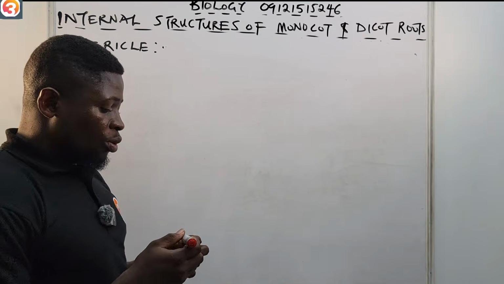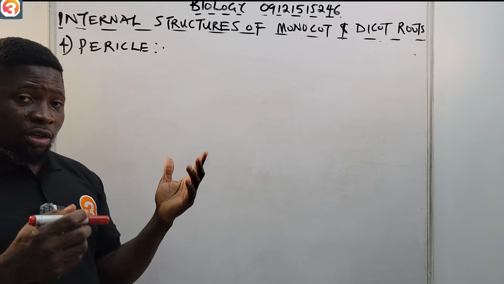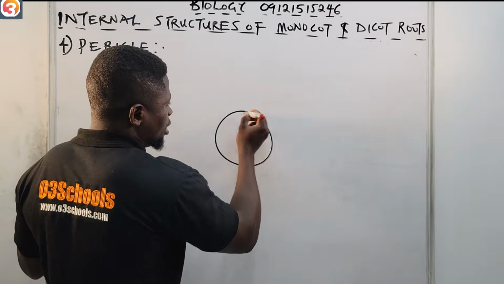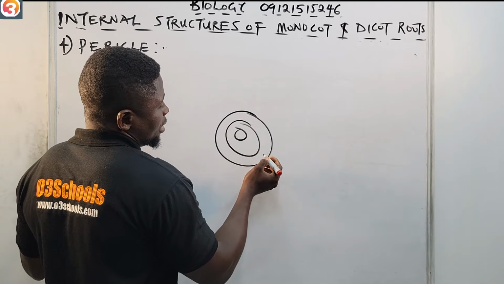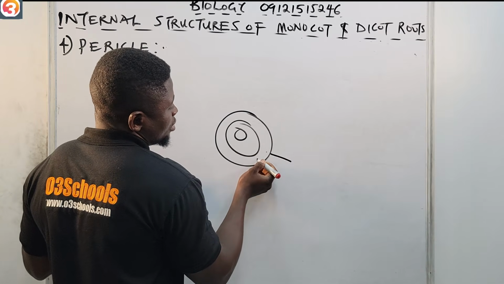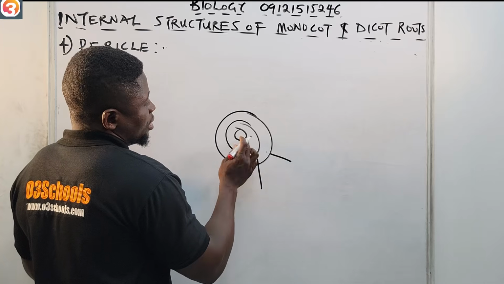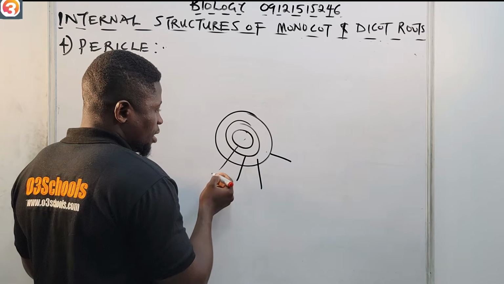Pericycle. So what is the pericycle? Like I showed you from the diagram, let me just quickly show you again. We now have this. This one is the epidermis. This one is the cortex. This one is the endodermis. Then this other one here is the pericycle.